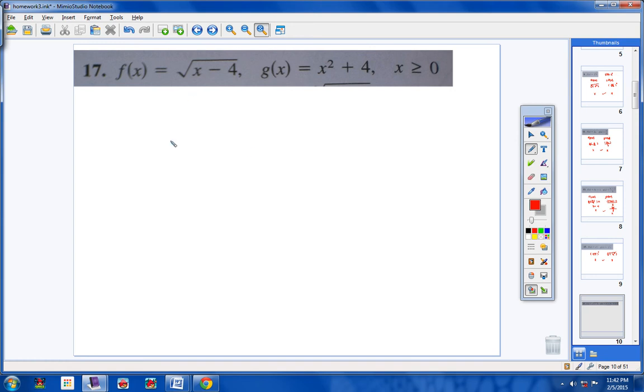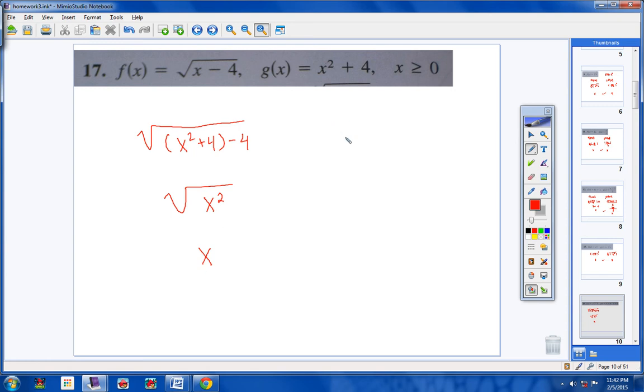Alright, let's take our f function, and everywhere there's an x, I'm going to put a parentheses. Then I'm going to pick up my g function and put it right over here. So here we go. x squared plus 4 minus 4 leaves me with x squared. And the square root of x squared is x.